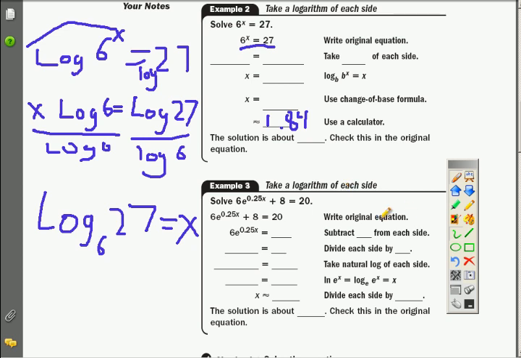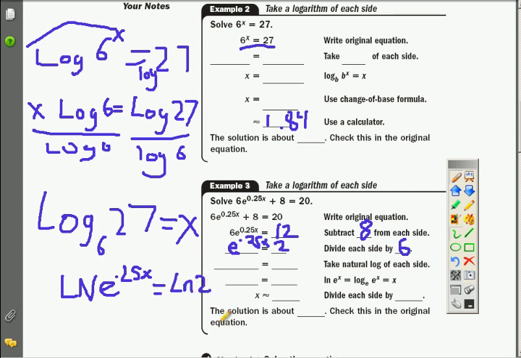Let's take a look at this next example down here. 6 times e to the 0.25x plus 8 equals 20. Well, your first step here would be to subtract 8 from both sides. And then your next step is to divide by 6. You're really just peeling away. So now you have e to the 0.25x equals 2. Well, again, probably what I would do is I would take the natural log of both sides, 0.25x, and the natural log of 2.